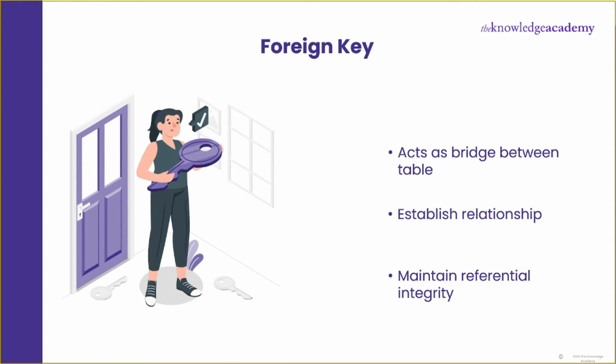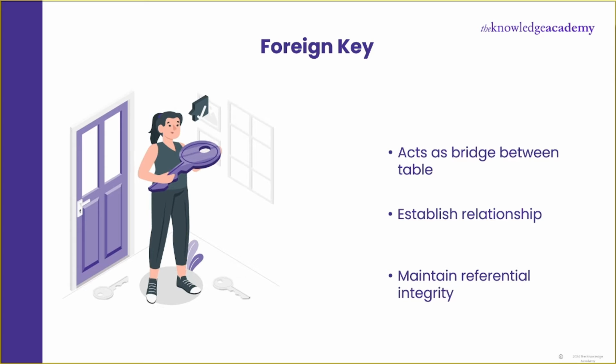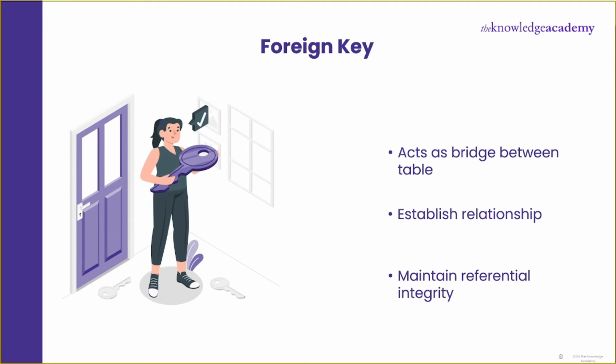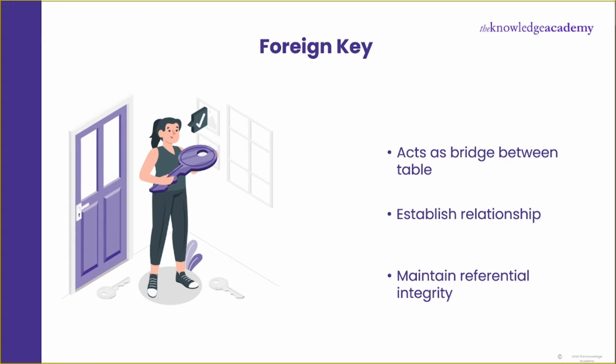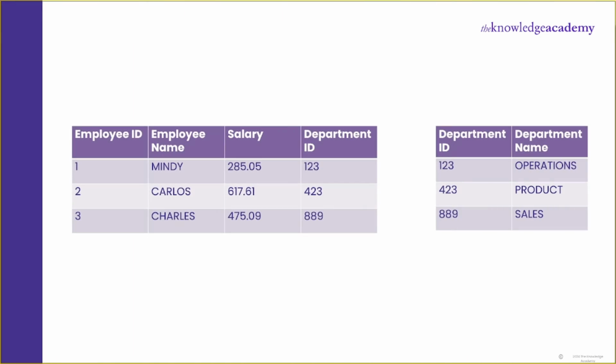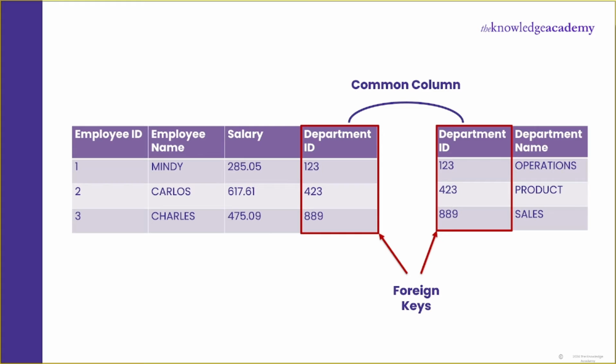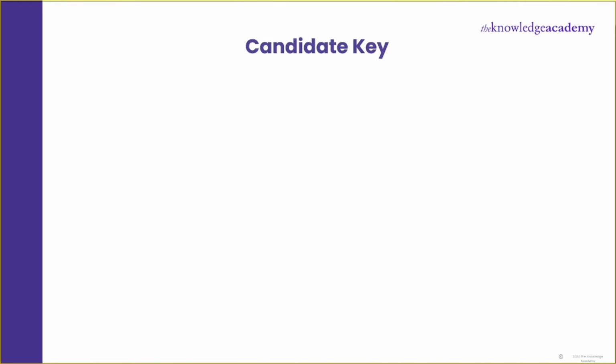Now moving on to the foreign key, they act as a bridge between tables. Foreign keys establish relationships and maintain referential integrity. It establishes relationships between tables, enforcing referential integrity. Think of it as a connection point between related data across different tables. For instance, in a database with tables for employees and departments, the department ID in the employees table would be a foreign key referencing the primary key in the department's table.